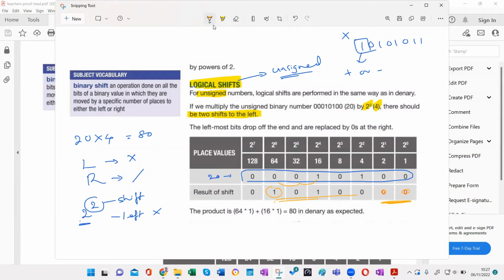Okay, now let's see what this number is. We are supposed to get 80. You can see there's 1 64, there's 1 16, and the rest are none. So if you add these two, 64 plus 16, that's going to be 80. Is that clear? Got it? Easy, right?